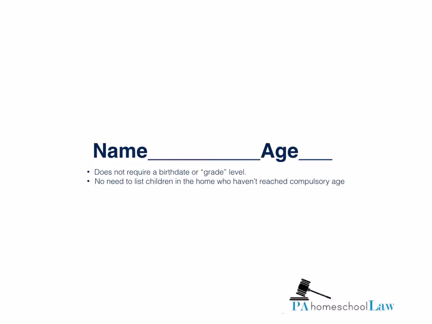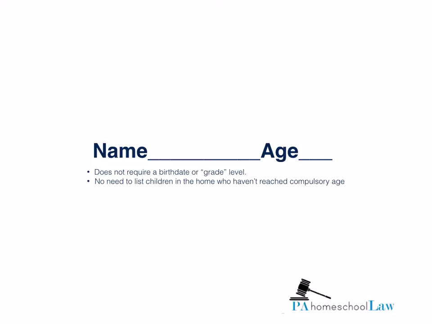It's not uncommon to file an affidavit with a school district and receive a call or other request, sometimes from a school nurse or other school administrator, for example, to identify the child's birth date or grade. The law does not require this information, only the name and the age.